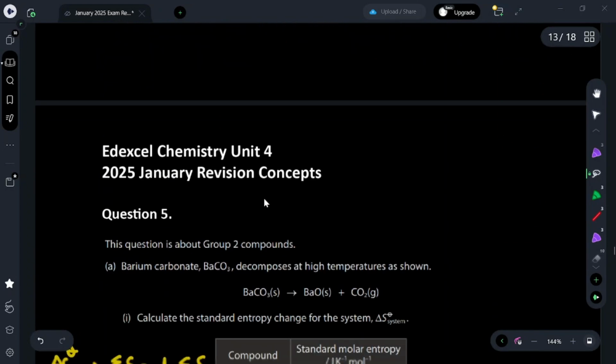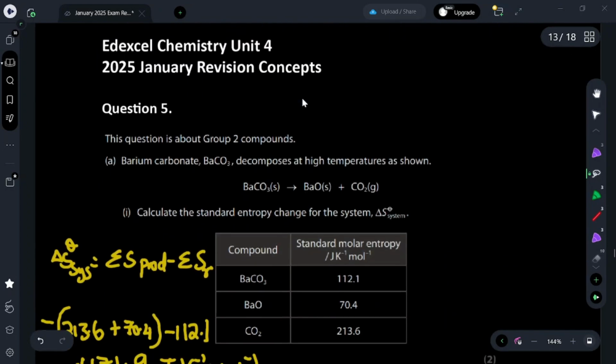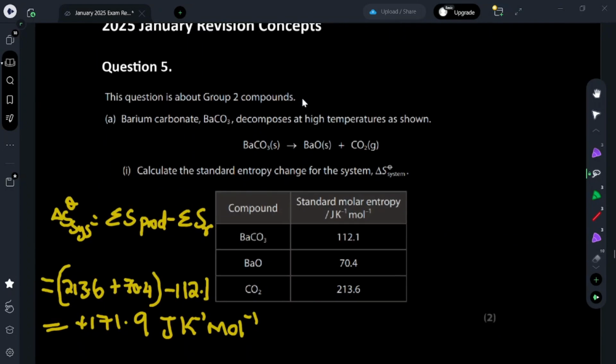Right, so we move to question 5. What do we have? This question is about group 2 carbonates. Barium carbonate decomposes at high temperatures as shown. The carbonate decomposes and we get barium oxide and carbon dioxide gas. So calculate the standard entropy change for the system.